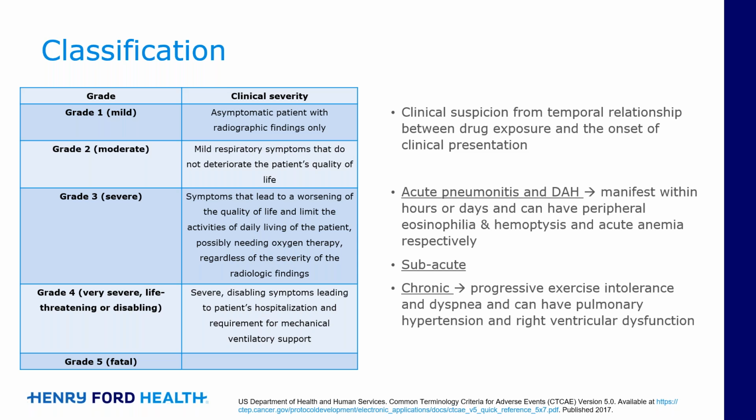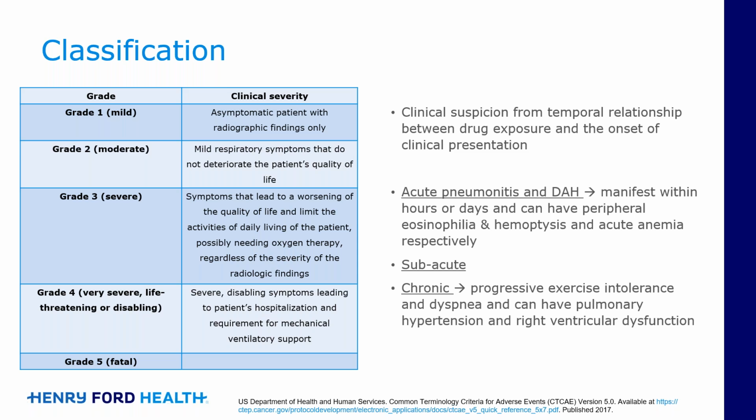Grade 4 are very severe disabling symptoms, typically requiring hospitalization and need for mechanical ventilatory support. And grade 5 are the fatal complications. The temporal association between drug exposure and onset of clinical presentation is also used for classification. So you can have an acute reaction, a more subacute course, and the chronic.